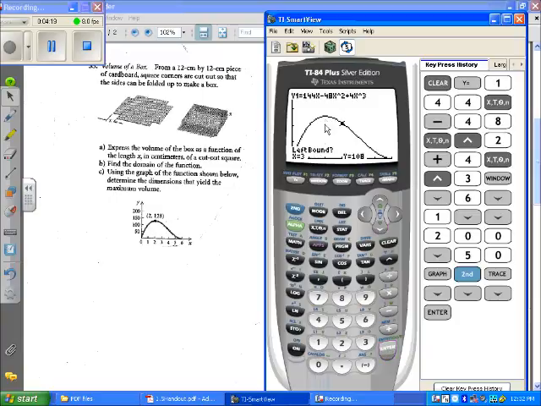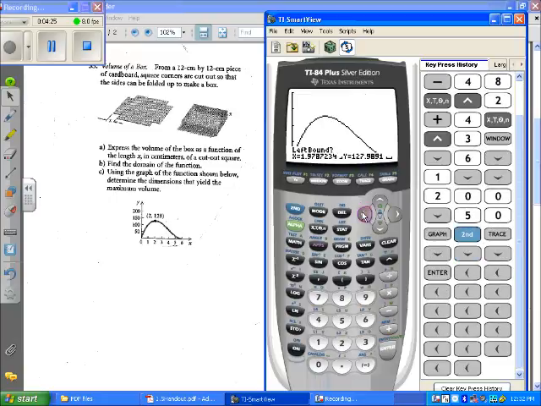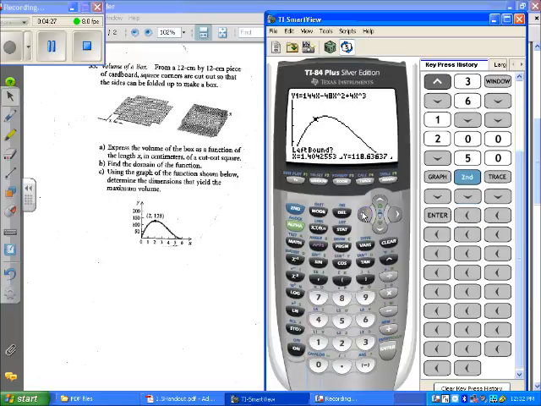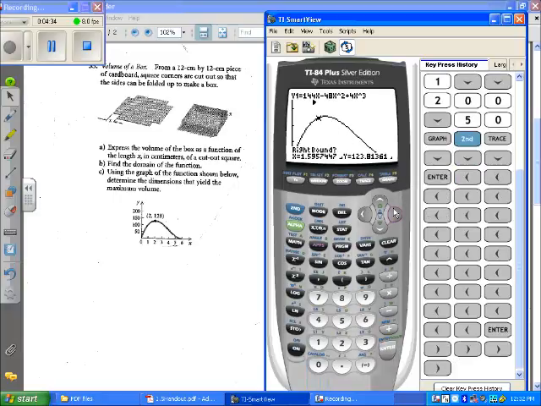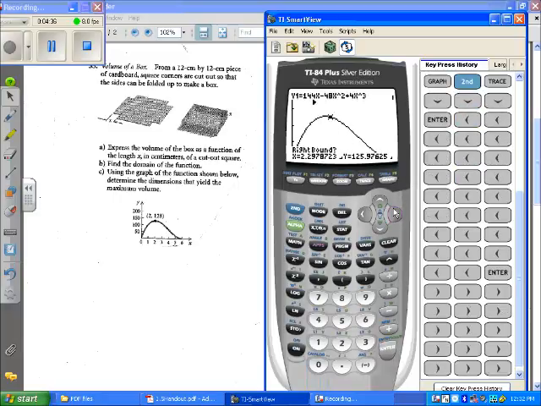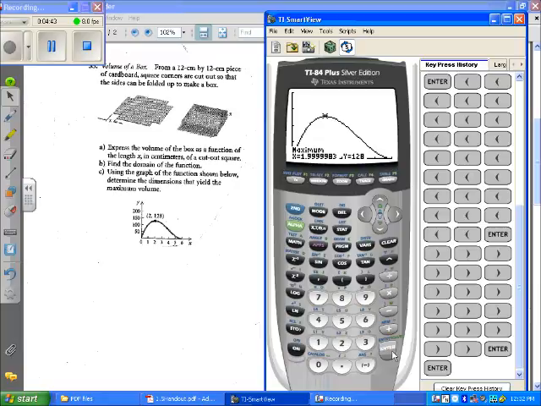It says left bound. What that means is you won't go to the left of this maximum. So I'm going to use my arrow key until I'm to the left of the max, and I hit enter. It'll say right bound. I'm going to go somewhere to the right of the max and hit enter again. It will say guess. You just hit enter one more time, and then it will give you the maximum.